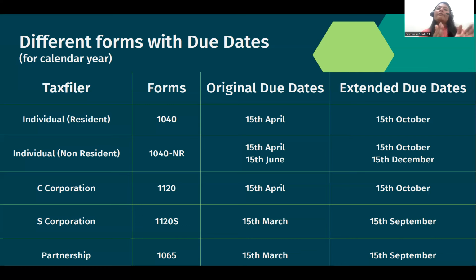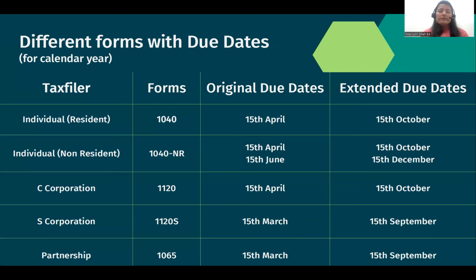If 15th April falls on a weekend or any holiday, then the next working day becomes the due date. Just because of that, somewhere you will find 18th instead of 15th, right? This year it was 18th April, because 15th, 16th and 17th were holidays. So 18th April was the due date. That is the original due date, right? The extended due date will be 6 months after 15th April, that is, 15th October, right?